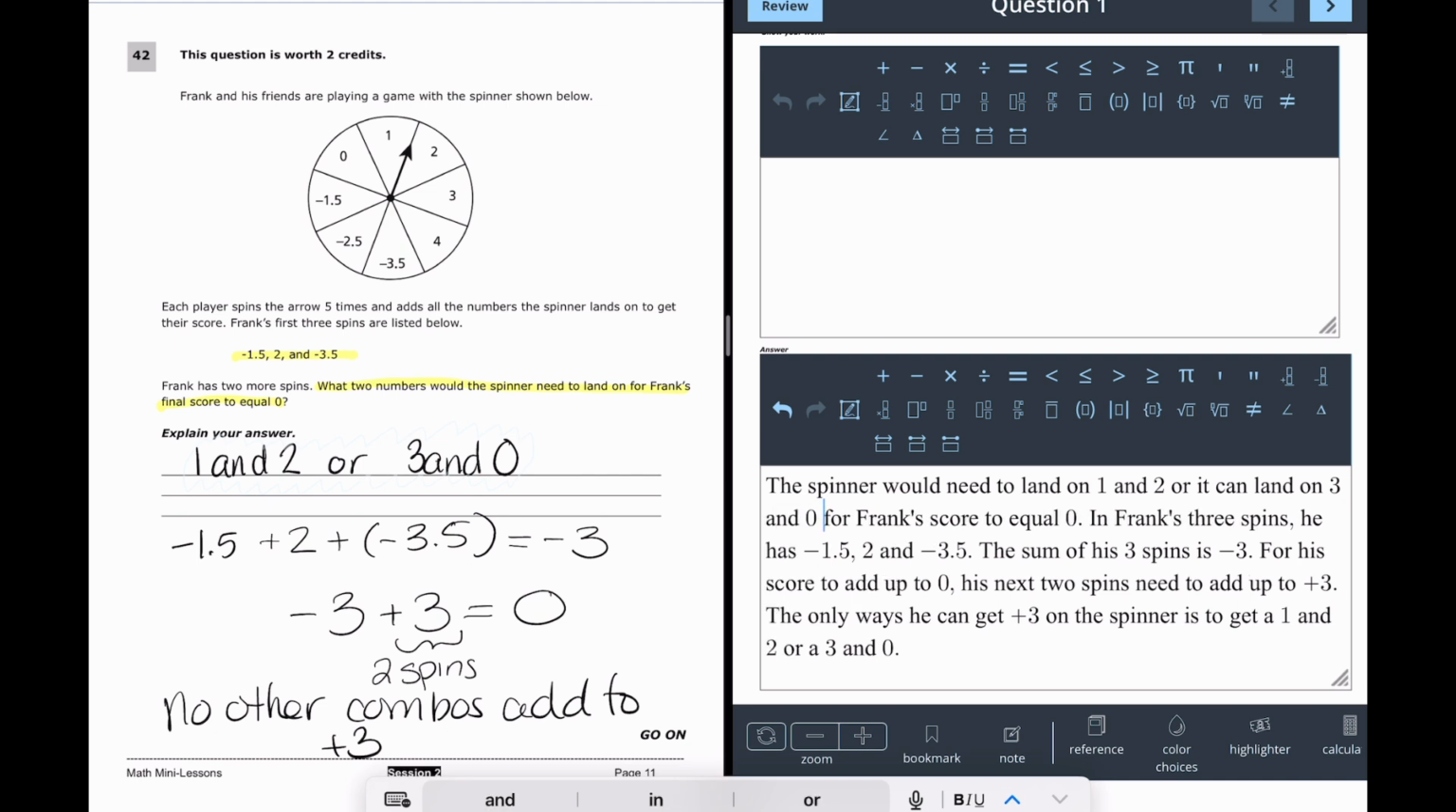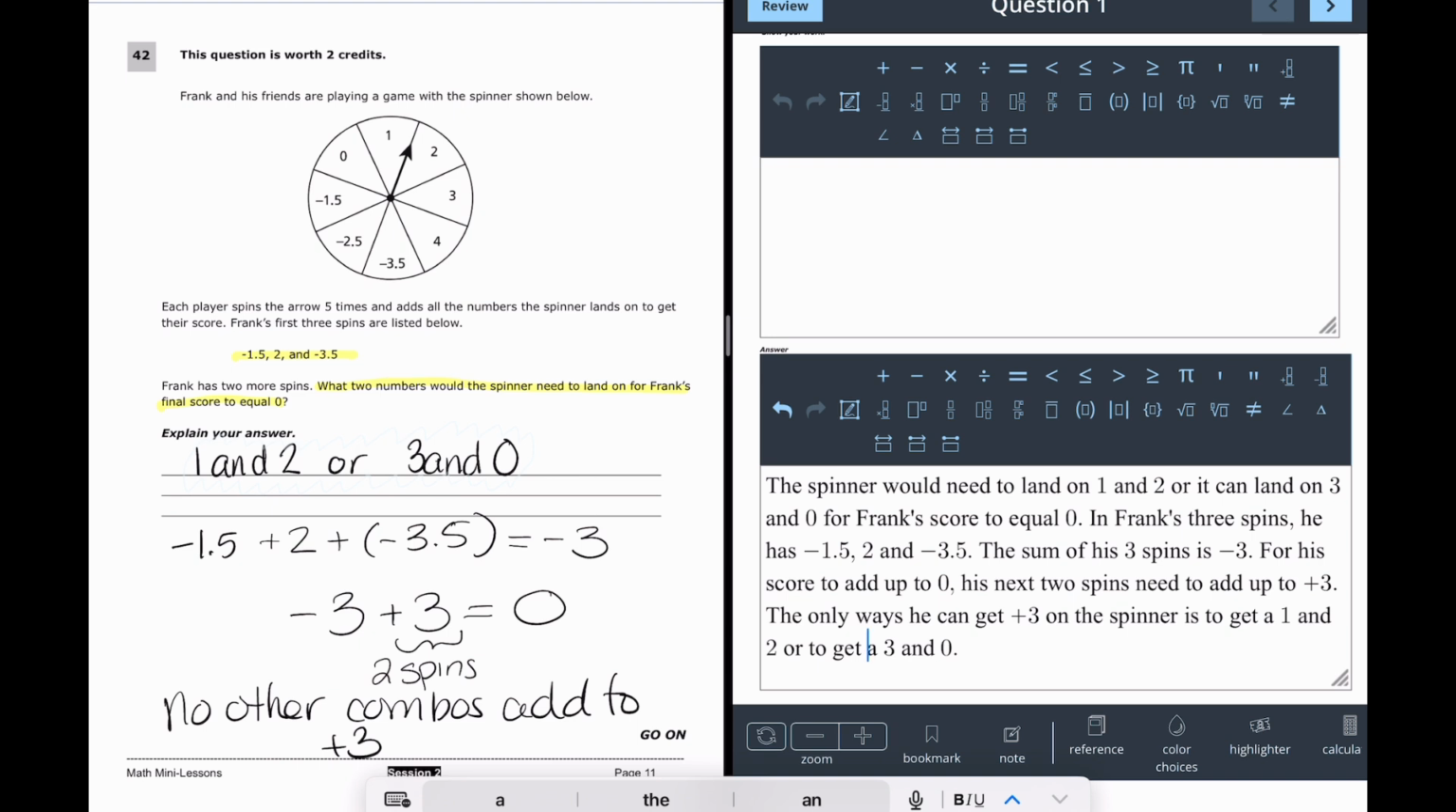In Frank's 3 spins, he has negative 5, negative 1.25, 2, and negative 3.5. The sum of his 3 spins is negative 3. For his score to add up to 0, his next 2 spins would need to add up to positive 3. The only way to get positive 3 on the spinner is to get a 1 and 2, or to get a 3 and 0. And done.